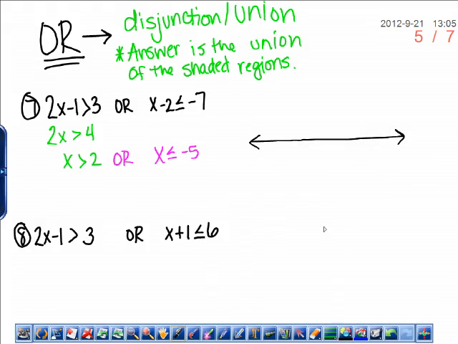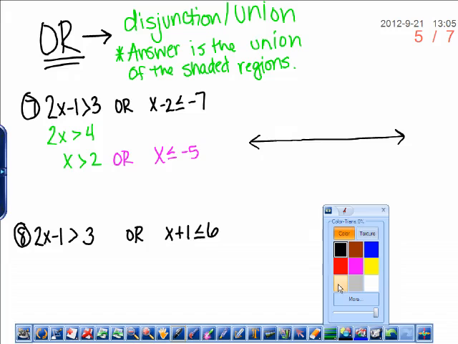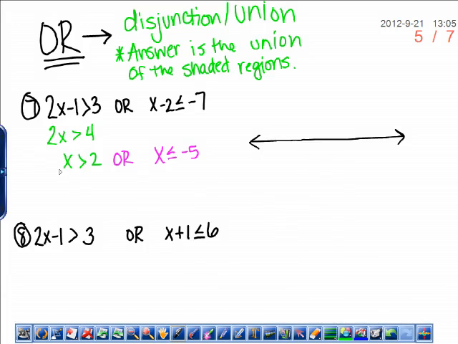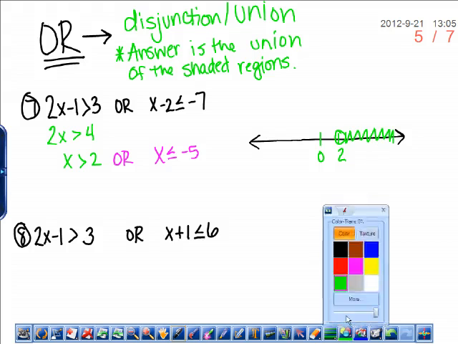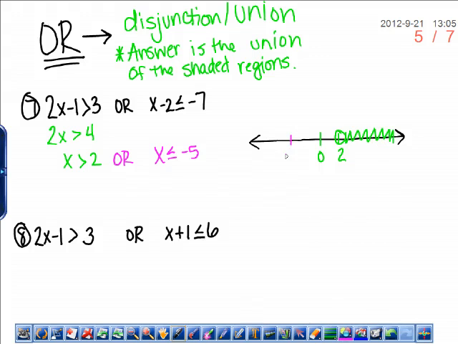Whenever it's ors, are the inequalities always going to be in opposite directions? Okay, so let's start by graphing x greater than 2. Open or closed? Open. Shade which way? Right. All right, let's graph x less than or equal to negative 5. Open or closed? Shade which way? Wait, so you did say they'll always be going in opposite directions?